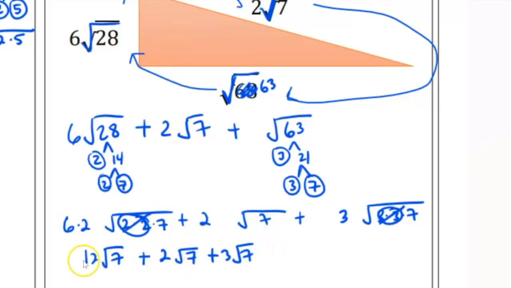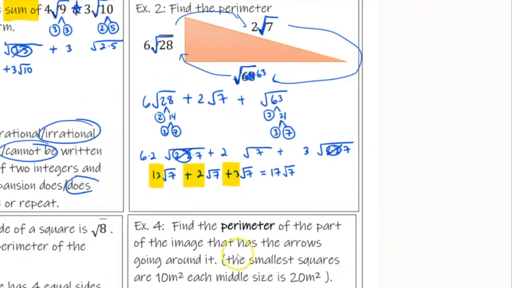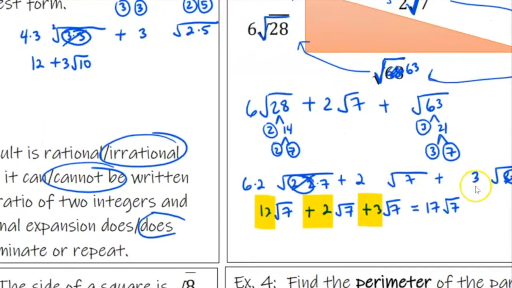And the way you combine it is you think of 12 apples plus 2 apples plus 3 apples. So 12 plus 2 is 14, plus 3 is 17. 17 what? 17 apples, in this case, radical 7. So you combine the coefficients and you keep the radical. All right, so in this case, this would be still irrational. Why? Because if you put this in the calculator, you'll see it will be a decimal that does not terminate or repeat, because I still have this radical 7 piece.